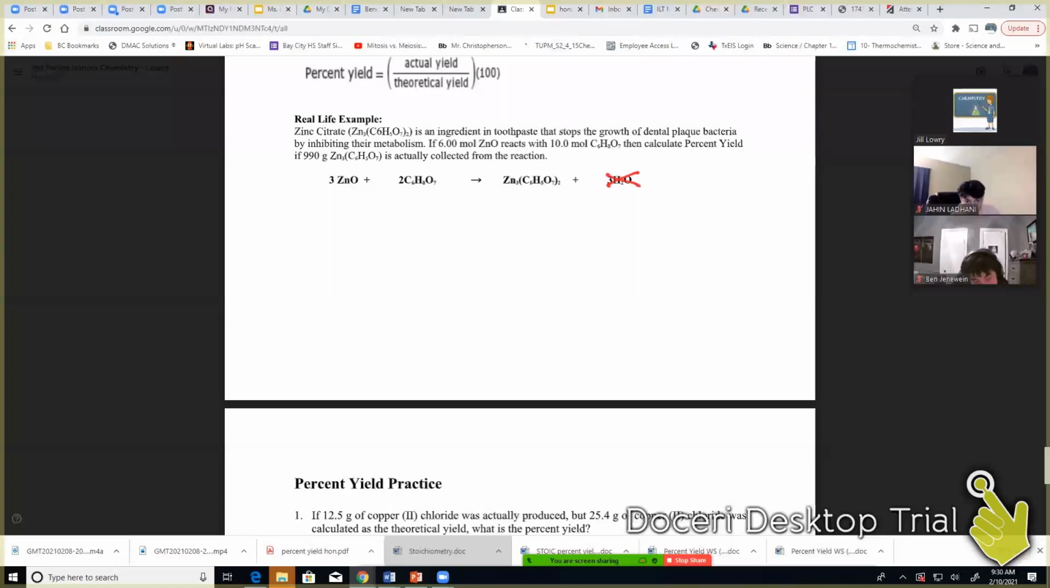So the only thing I am not worried about in all of that is water. So this 990 grams of zinc citrate, is that a theoretical or an actual? That is an actual, because it says it's actually collected, and because the actual has to be given to you. So we don't have a theoretical, so we're going to have to calculate the theoretical. But besides having to calculate the theoretical, what other kind of problem is this?